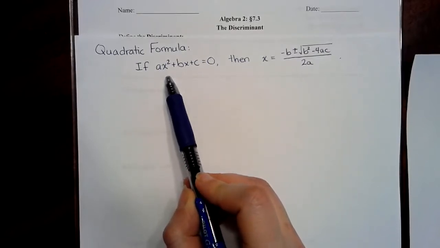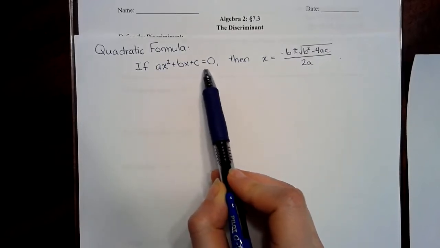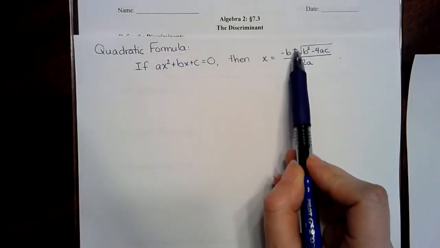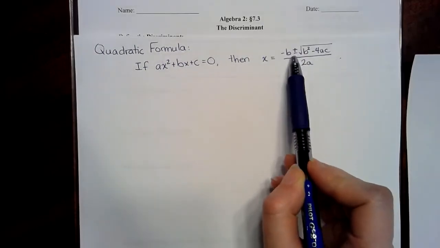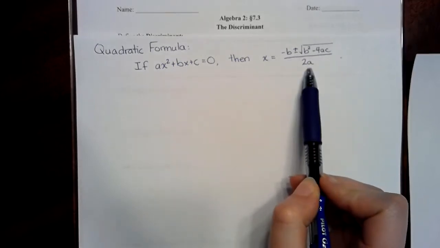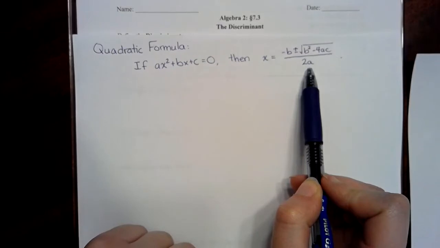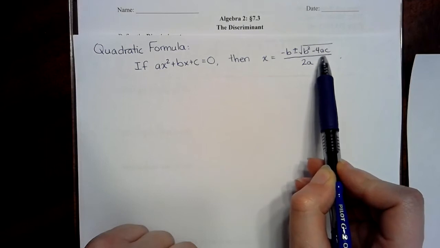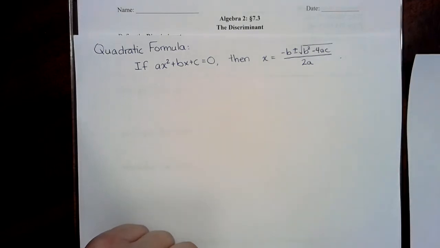if we have a formula in the form ax squared plus bx plus c equals 0, then we get two answers for x: negative b plus or minus the square root of b squared minus 4ac, all over 2a. The discriminant is really this piece of the quadratic formula, the piece that is underneath the square root.